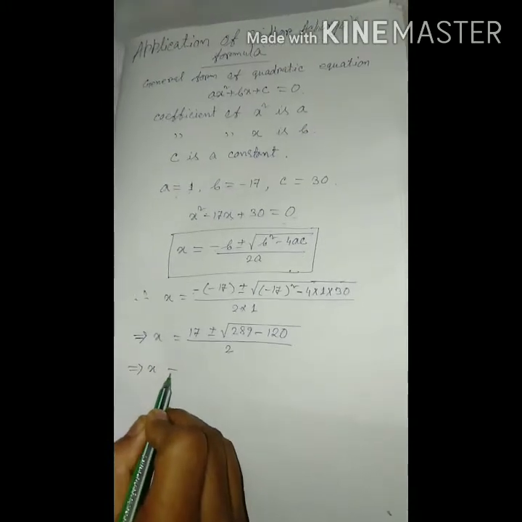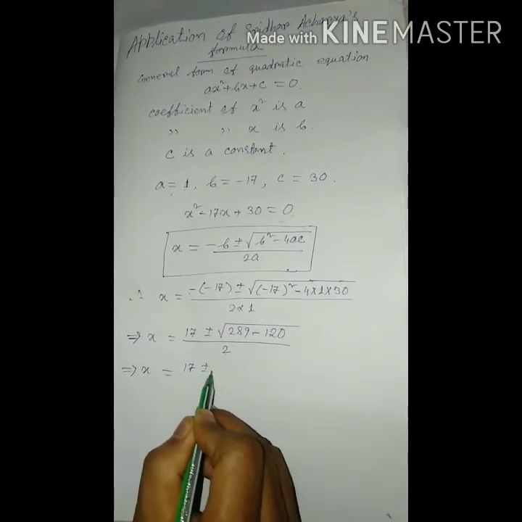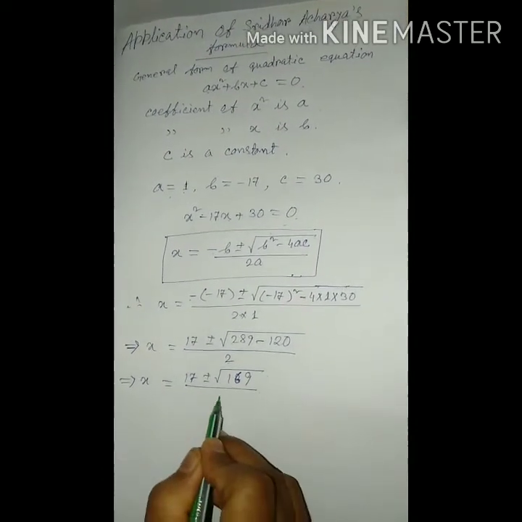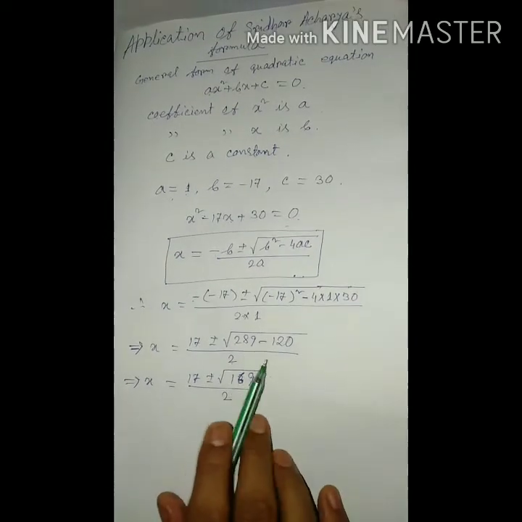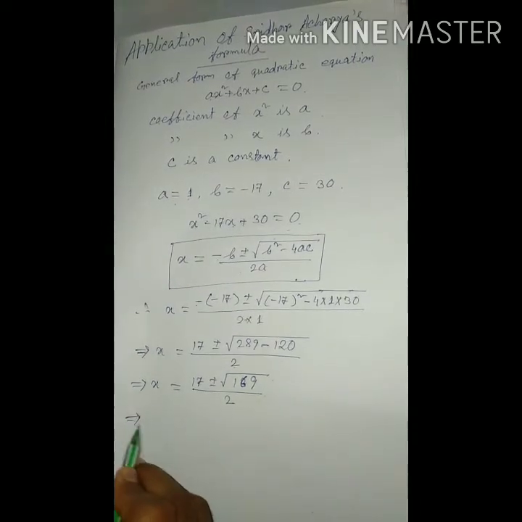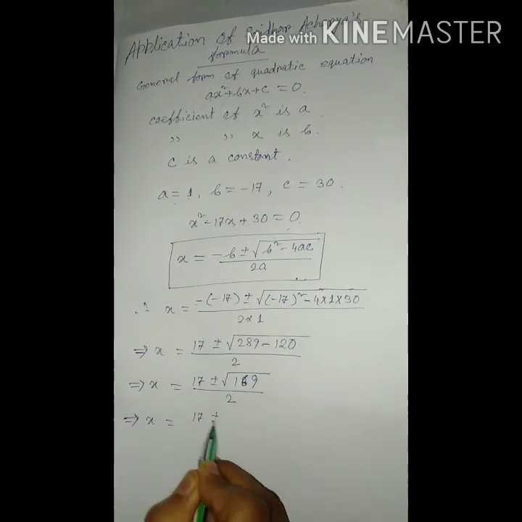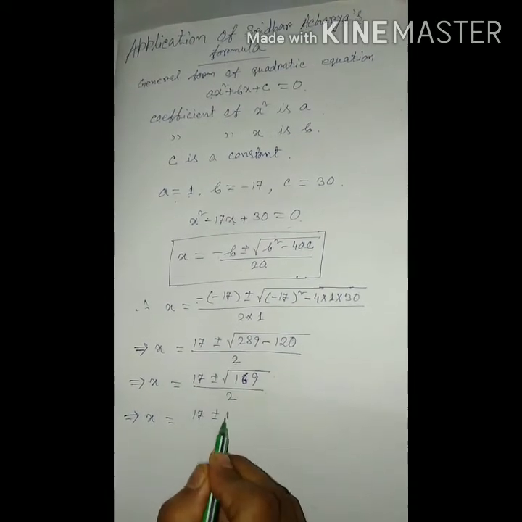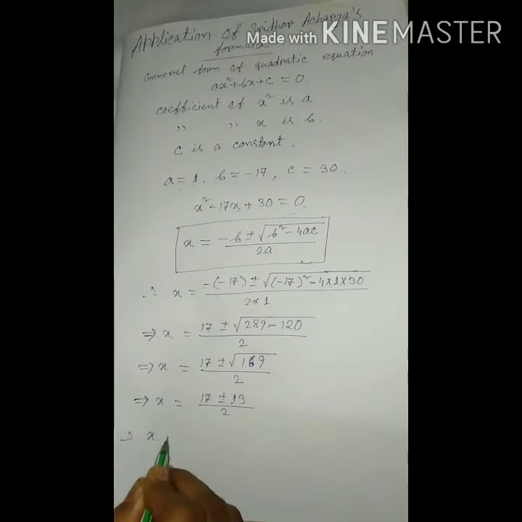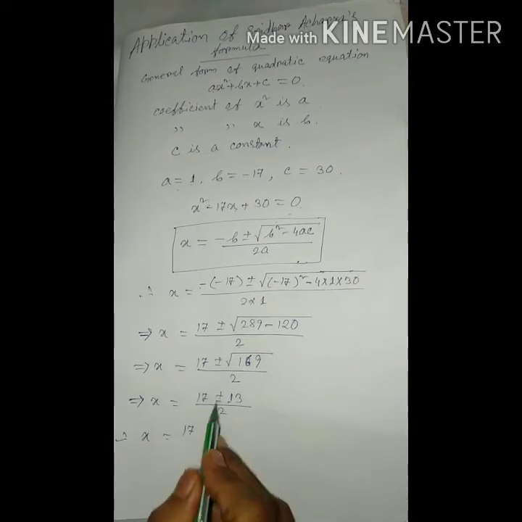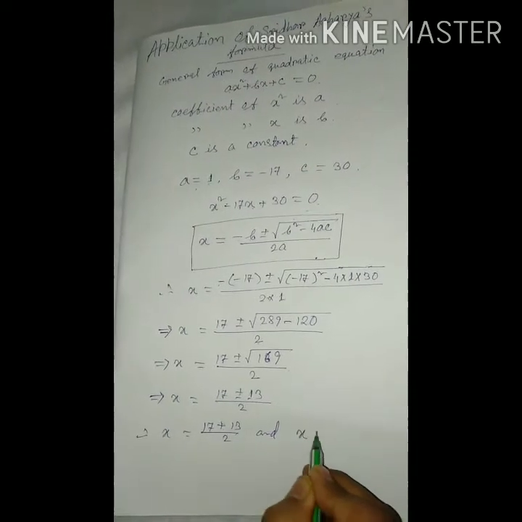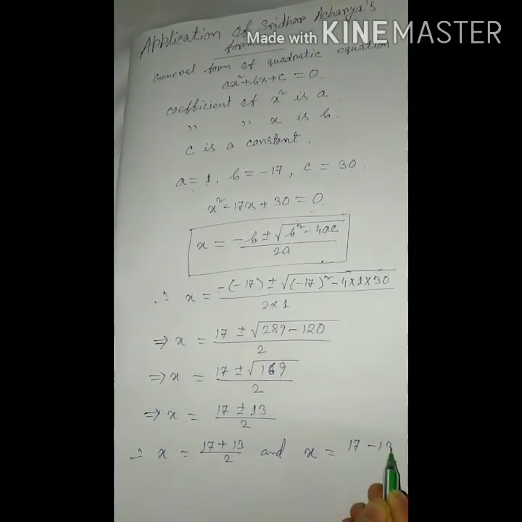Implies that x is equal to 17 plus minus root 169 by 2. Subtract 120 from 289, we get 169. Implies that x is equal to 17 plus minus square root of 169 is 13, by 2. Therefore, x is equal to 17 plus 13 by 2 and x is equal to 17 minus 13 by 2.